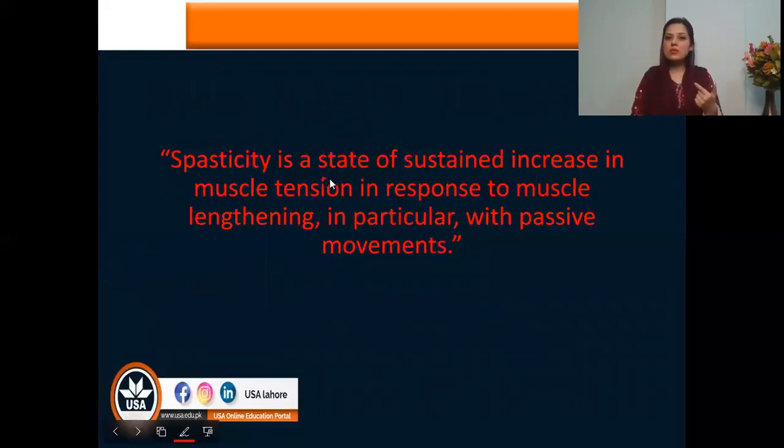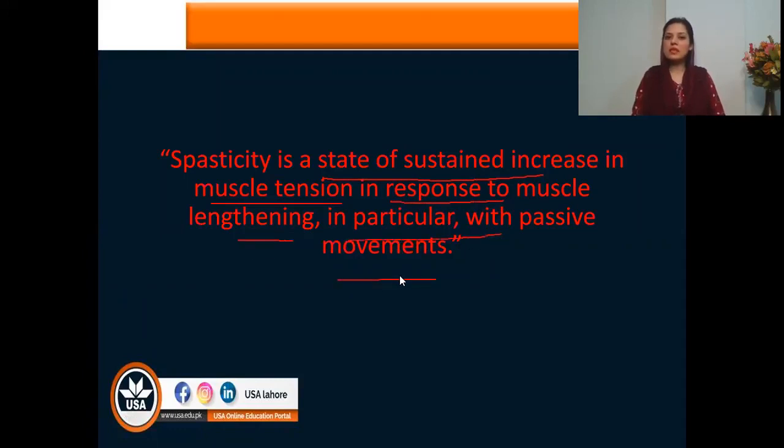Spasticity is a state of sustained increase in muscle tension in response to muscle lengthening, particularly when you are performing passive movement. It is a state of sustained increase in muscle tension when you lengthen that muscle, particularly with passive movements.